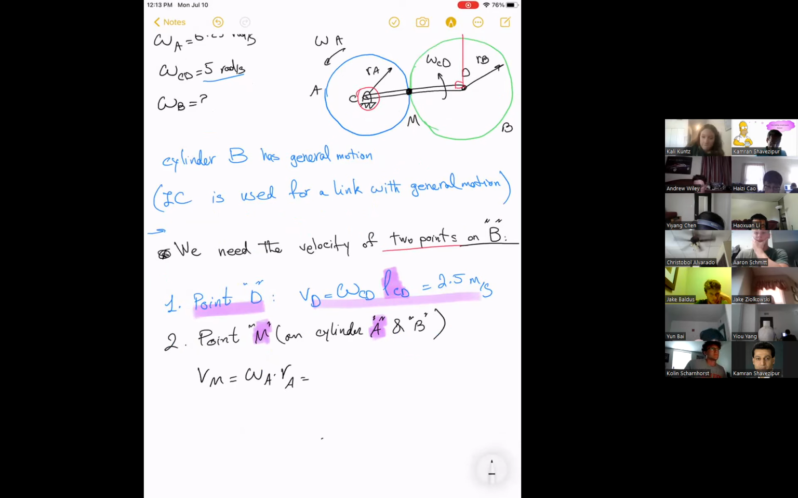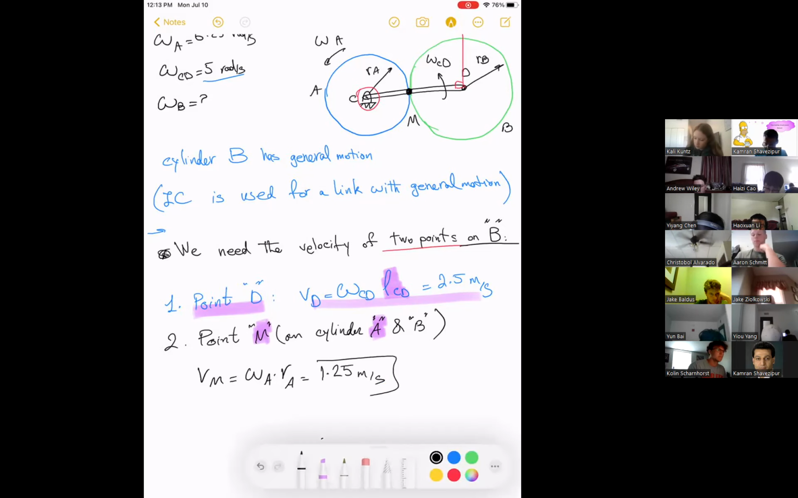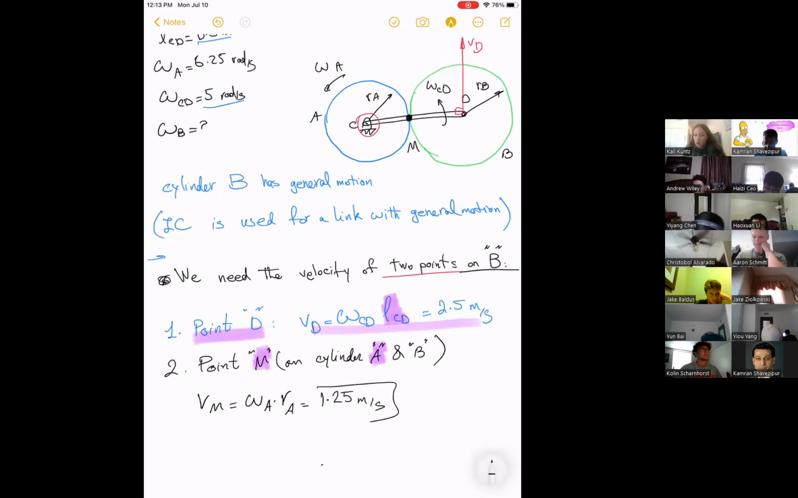So you're going to get omega A times R A technically, which is 6.25 times 0.2, 1.25 meter per second. And the way that omega A is, look at here, the way that omega A is, Vm should go up. So technically VM goes up here.